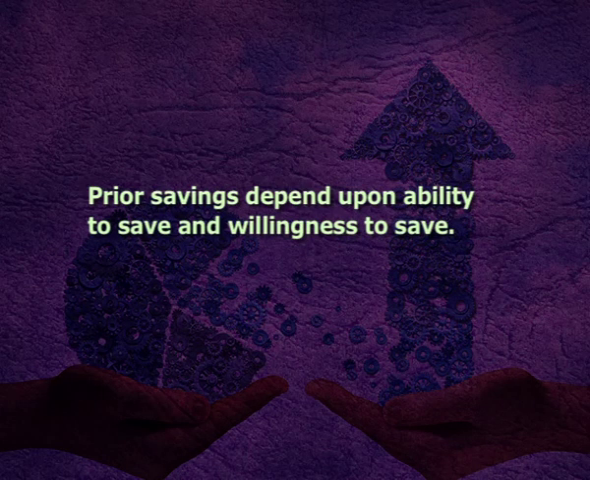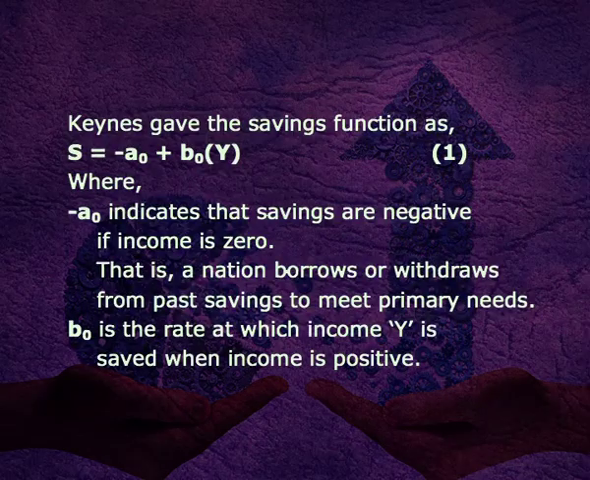Prior savings depend upon ability to save and willingness to save. Ability to save, according to Keynes, is determined by income. Keynes gave the savings function as S = -AO + BOY, where -AO indicates that savings are negative if income is 0. That is, a nation borrows or withdraws from past savings to meet primary needs. BO is the rate at which income Y is saved when income is positive.